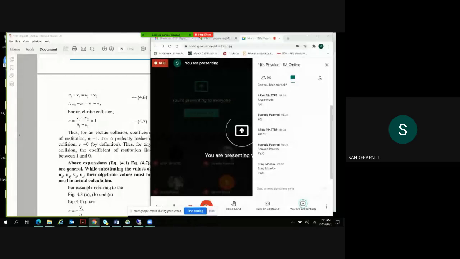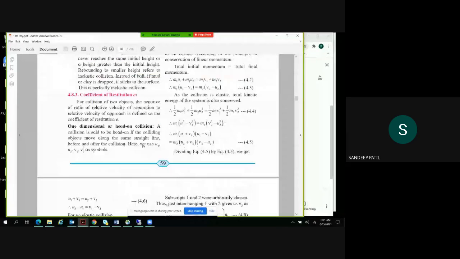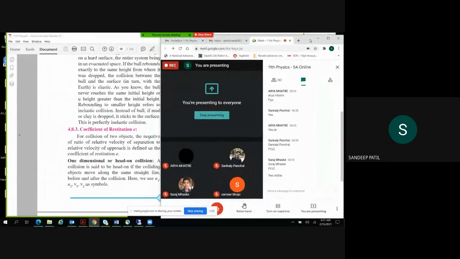Okay, so any doubt or any question from last lecture, you can type in the chat box, or you can unmute your microphone also. Let me share my screen. Can you see my screen now? Can you see my screen? That's good.